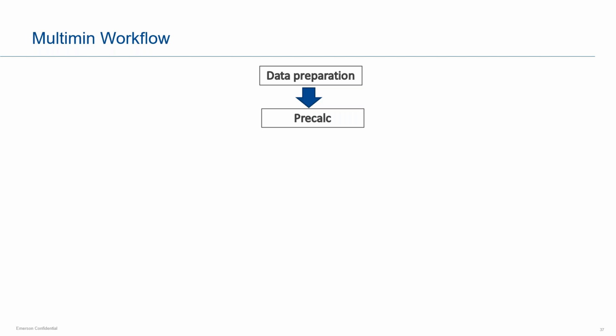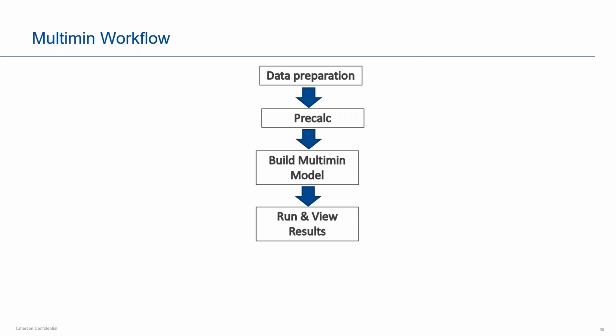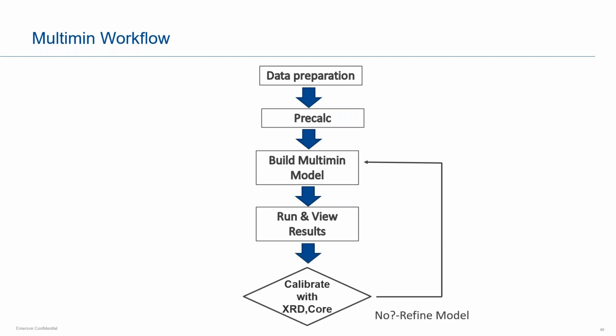Once we have done the precalc, the next step is building the Multimin model. This is where we select the logs, which are the known measurements, and we select the unknowns. These are the volumes we need to compute. Then we build the model and provide the parameters for individual minerals and fluids. Once we build the model, we run it and view the results. While viewing the results, we can do the mathematical QC and check how our calculation is done. Once we have a result, if we have some hard data like XRD or core, we can compare or calibrate the result. And if the results are not good, it is possible to refine the model. You can go back to the Multimin model, change parameters and refine it. So that's the Multimin workflow.